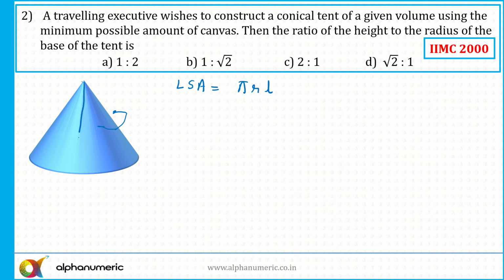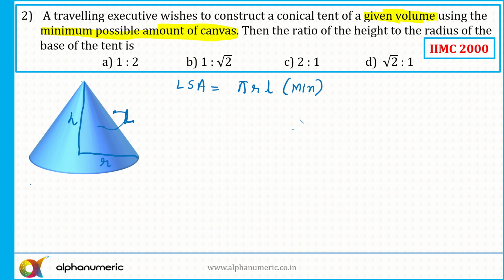For example, I can say like this. This is the slant height, which is L, the height of this cone is h, and the radius of this cone is r. And the volume is given to us, so the volume is fixed, it is constant here. So, given volume and minimum possible amount of canvas, the lateral surface area is equal to pi r L, and we need to find the minimum possible value of this lateral surface area.